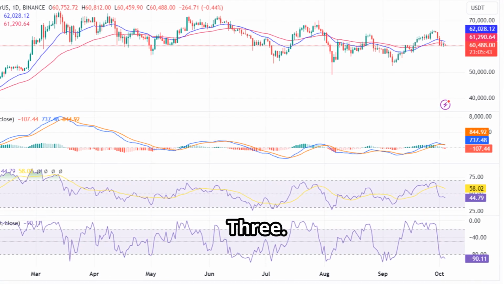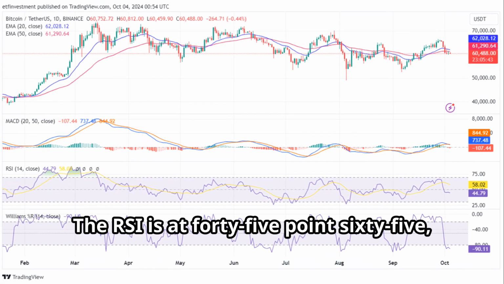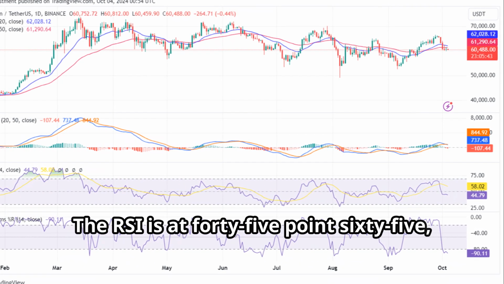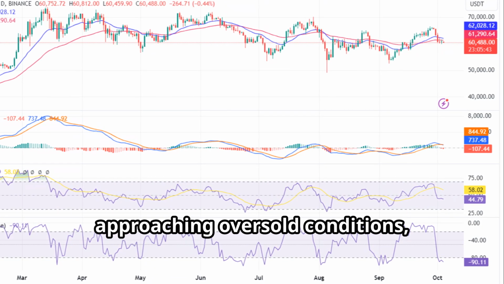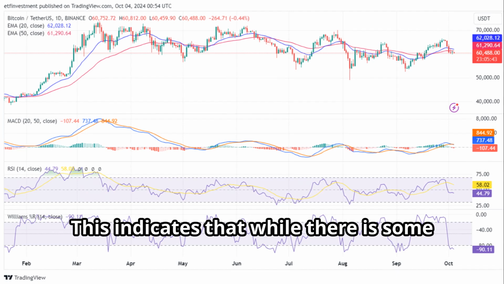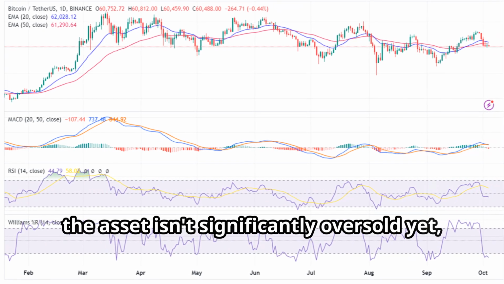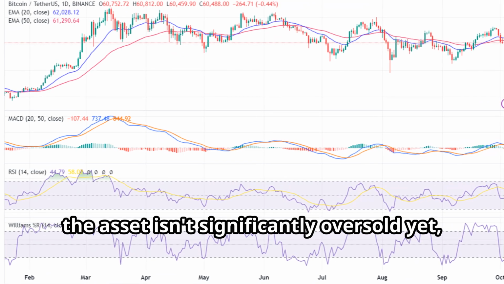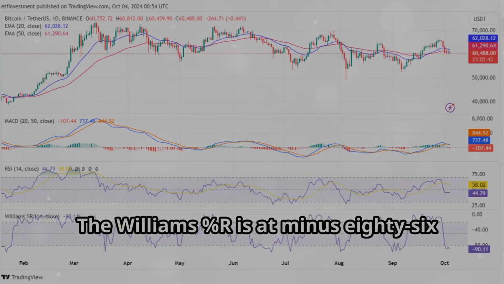3. RSI, Relative Strength Index. The RSI is at 45.65, which is in the neutral range but approaching oversold conditions below 30. This indicates that while there is some bearish pressure, the asset isn't significantly oversold yet, suggesting some room for further declines or consolidation.